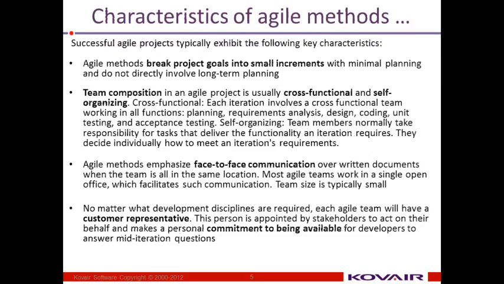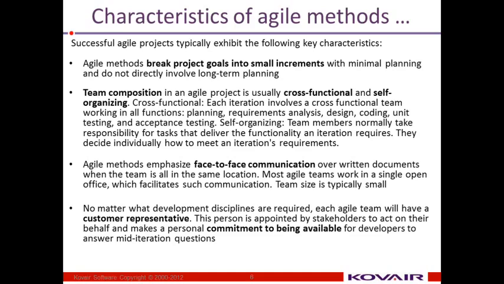Moving quickly onto the next slide, successful Agile projects typically exhibit some of the following characteristics. Agile methods break projects into small increments with minimal upfront planning. The team composition is cross-functional and self-organizing, and a cross-functional team means each iteration involves teams working in all functions, starting from planning to requirements and design analysis, design, coding, unit testing, etc. Agile methods emphasize face-to-face communication over written documents.